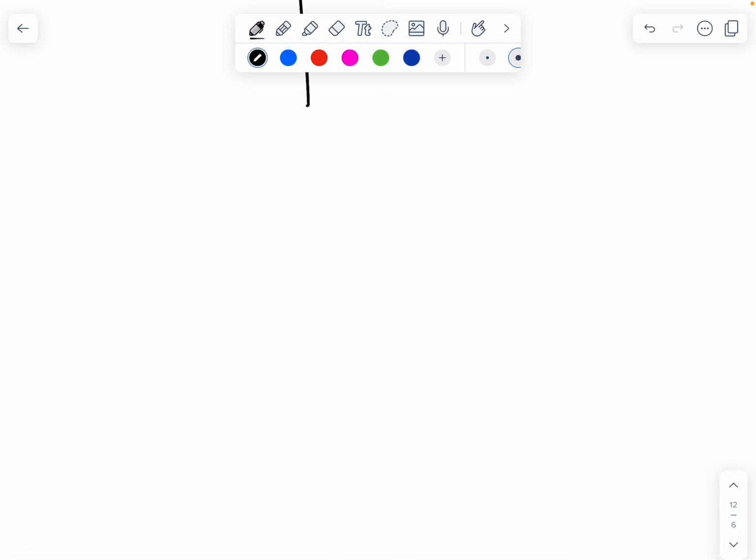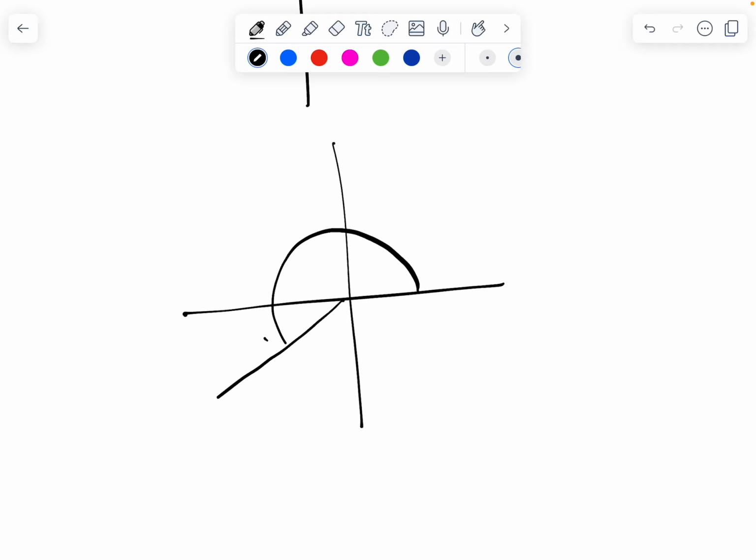Let's do one in quadrant 3. Let's say I have 6 pi fifths. Well, this is 5 pi fifths, so how much rotation would I need to get back to the x-axis the fastest? Well, the fastest way to rotate back to the x-axis is to go backwards, so I'm going to rewind that a little bit, and that would be pi fifths.